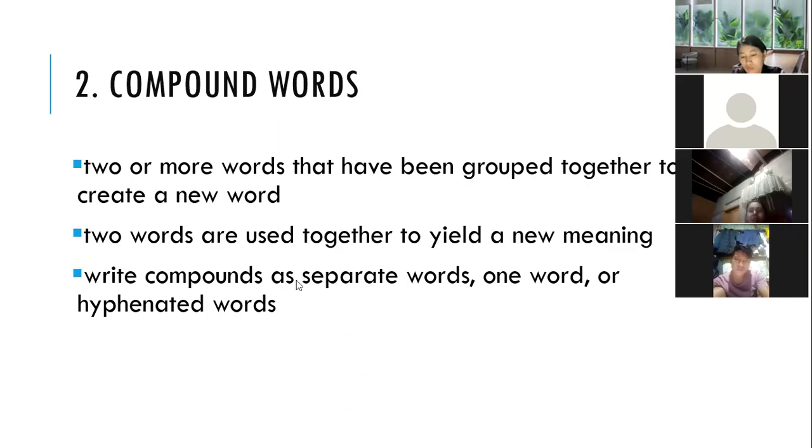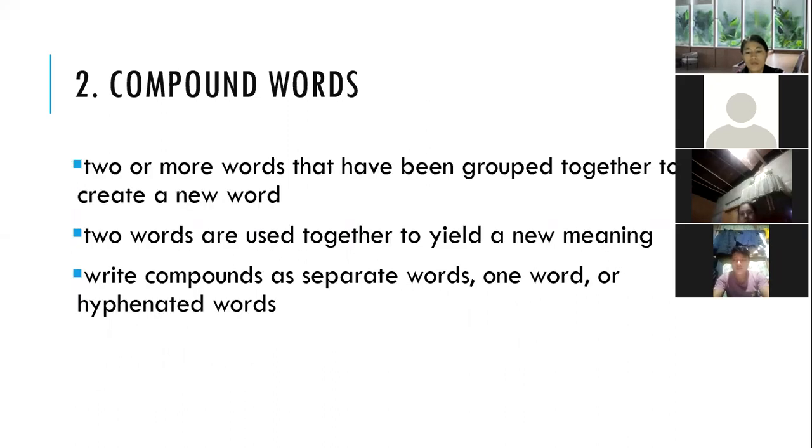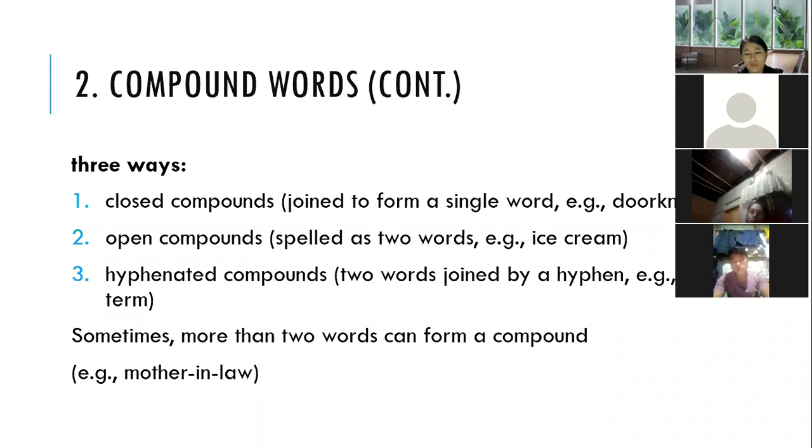compound words can be written as separate words, separated by a space, or as one word, or as a hyphenated word with a hyphen or dash. So there are three ways, right?